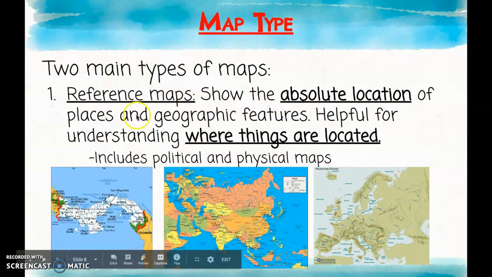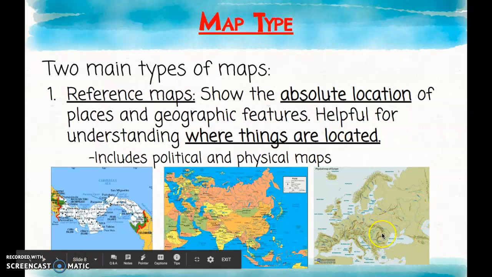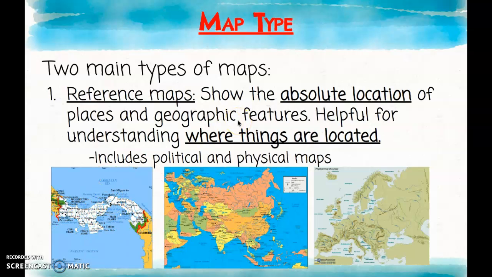And so the first one is a reference map. Now, reference maps are used to show the absolute location of certain places or features. Okay, so reference maps are things like political and physical maps. So here you can see mountain ranges in Europe. This shows major cities in these states, and here shows the same exact thing. Okay, political and physical maps are reference maps. We use them to see where things are.